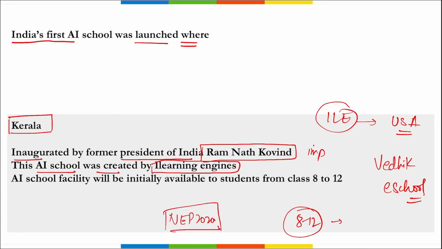So the important fact that you need to remember here is India's first artificial intelligence school was launched where? It was launched in Thiruvananthapuram, Kerala.